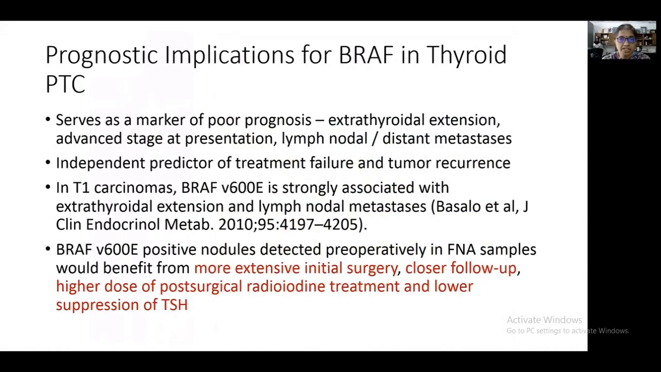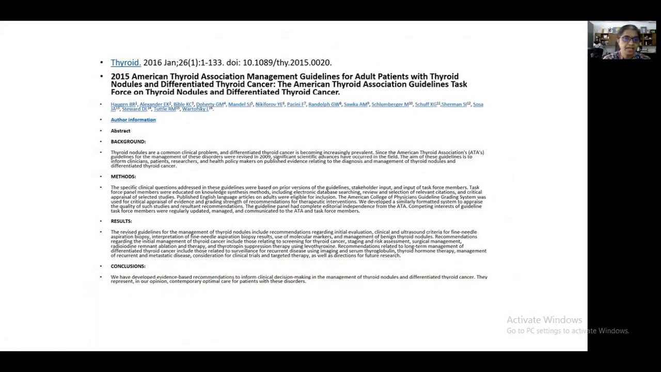There are also some prognostic implications when you do the molecular test in thyroid PTC, because BRAF, if it is positive, serves as a marker of poor prognosis. It predicts extrathyroidal extension, advanced stage presentation, lymph nodal and distant metastasis. And therefore, if it is positive for a BRAF mutation, the surgeon could go in for a more extensive initial surgery. The patient should be on closer follow-up and probably would need a higher dose of post-surgical radioiodine treatment and lower suppression of TSH. So this is the 2015 ATA guidelines.